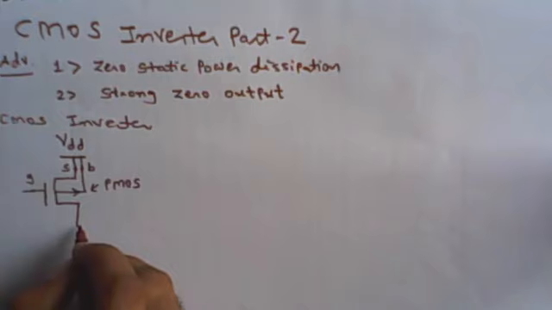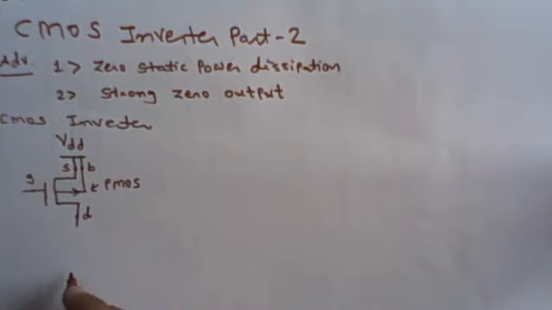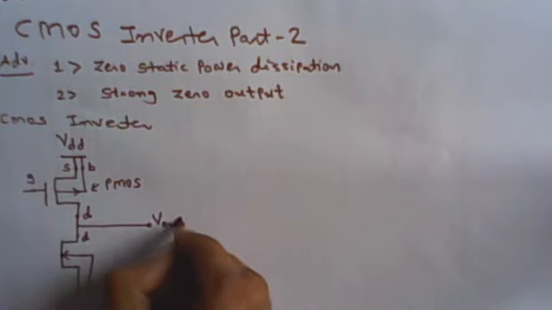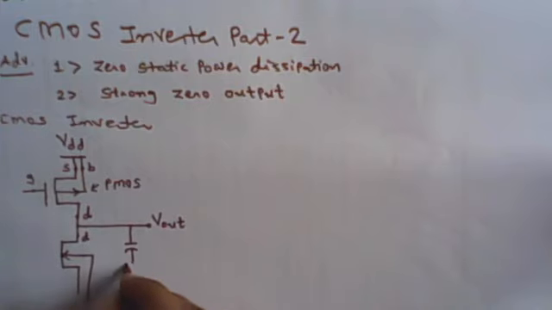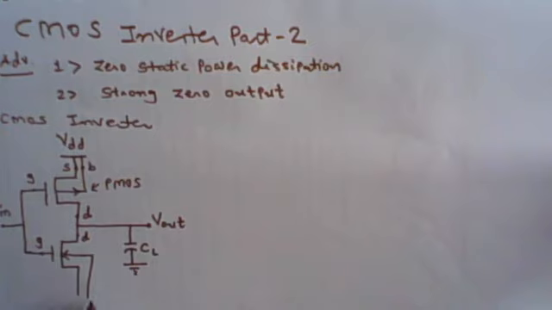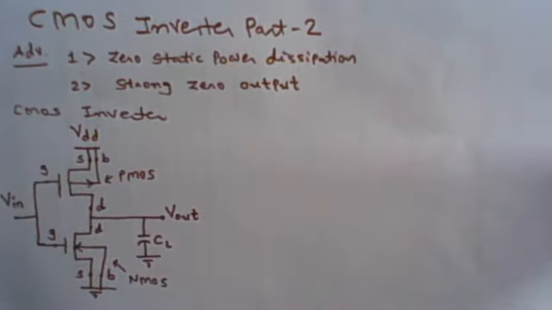The gate terminal of the pMOSFET and the gate terminal of the nMOSFET are connected at input, and the drain terminal of the pMOSFET and the drain terminal of the nMOSFET are connected at out, which has the load capacitor. The bulk and the source terminal of the nMOSFET are connected at ground. So this is the CMOS inverter circuit.